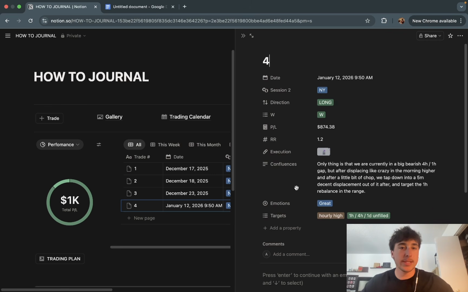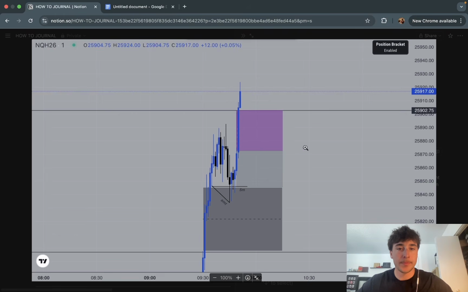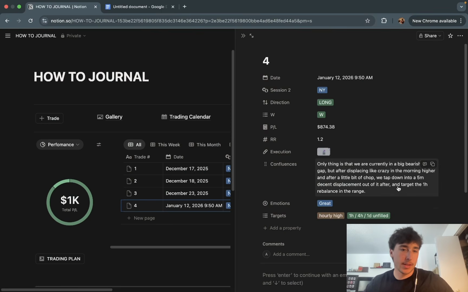And then we'll take a look at this last trade that I took. The date, you know, it was a long trade. It was a winner. 1.2 RR, 900 basically. And here's the execution. The only thing is that we are currently in a big bearish 4-hour hourly gap. But after displacing like crazy in the morning, higher and higher, and after a little bit of chop, we tap down into a 5-minute with decent displacement and target the 1-hour rebalance in the range.